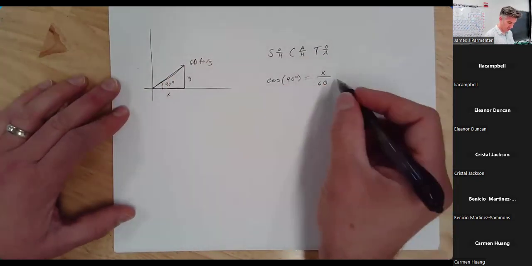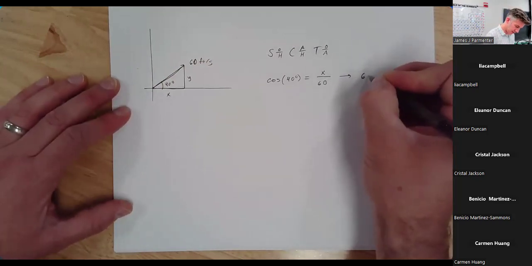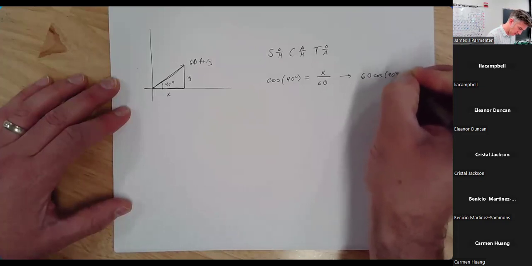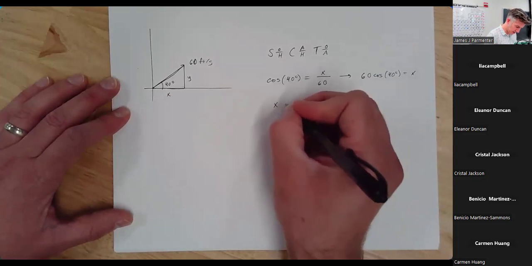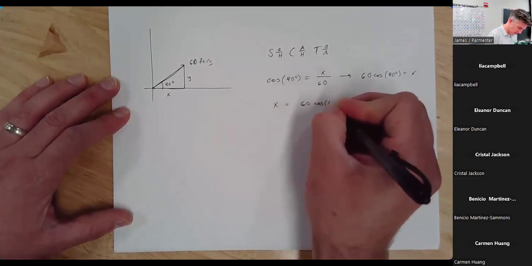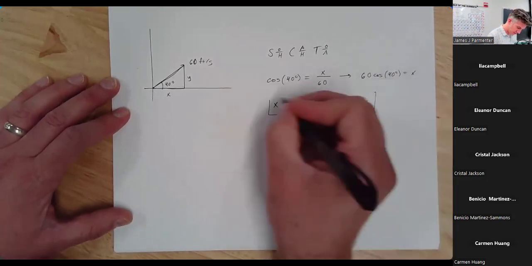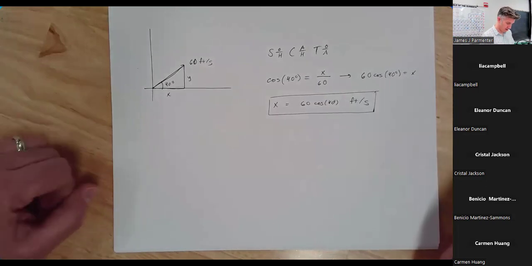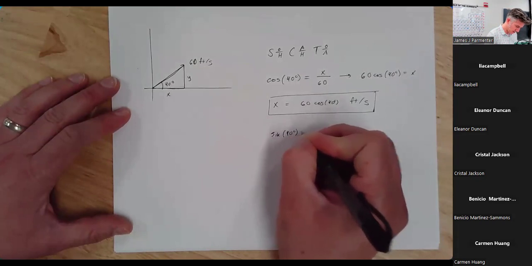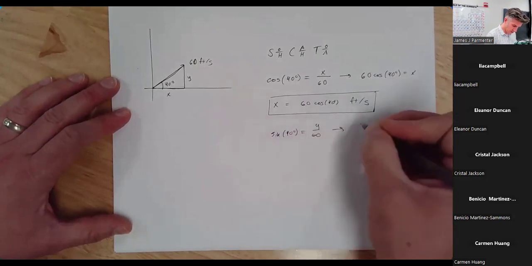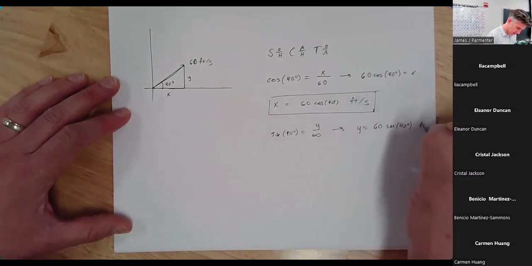I want to find the horizontal component, so multiply both sides by 60, and you get 60 times cosine of 40 degrees equal to x. So the horizontal component, x, is 60 times cosine of 40 degrees feet per second. Similarly, sine of 40 degrees is equal to y divided by 60, so y is going to equal 60 times sine of 40 degrees feet per second.